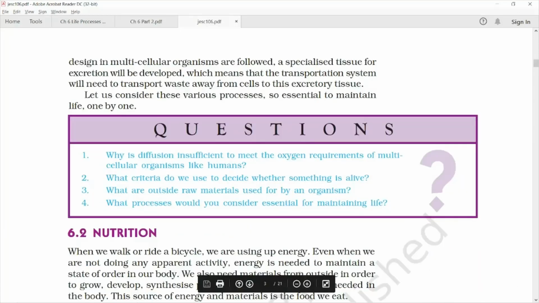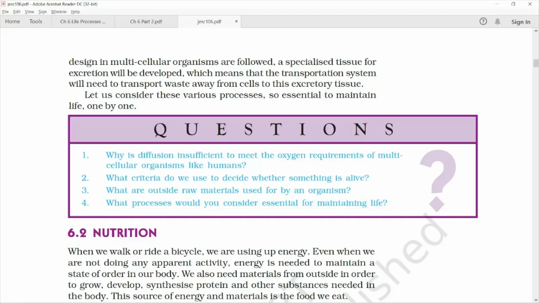Now let us do the in-text questions, as they are very important from the examination point of view. The first question is, why is diffusion insufficient to meet the oxygen requirements of multicellular organisms like humans? As discussed above, in multicellular organisms there are millions and trillions of cells, so diffusion cannot fulfill the requirement, as each and every cell requires oxygen regularly and in a good amount.